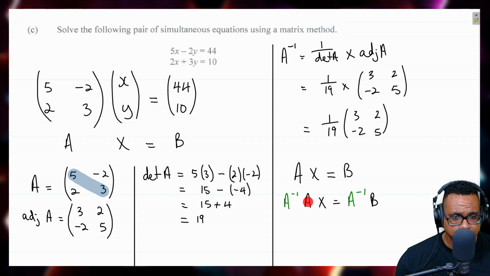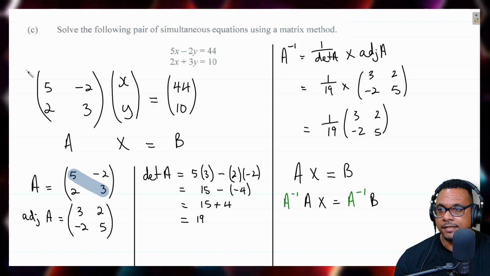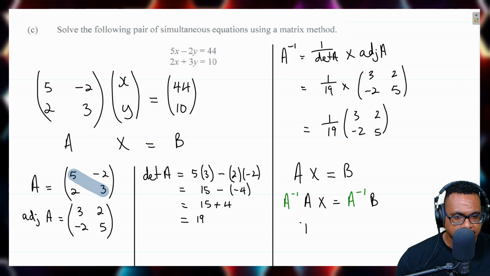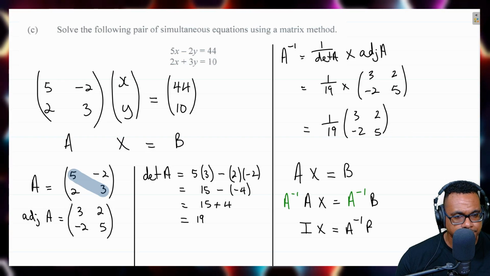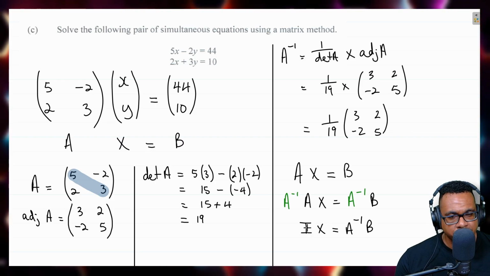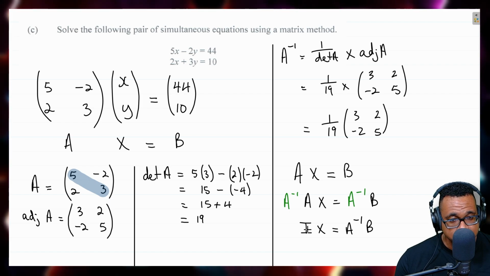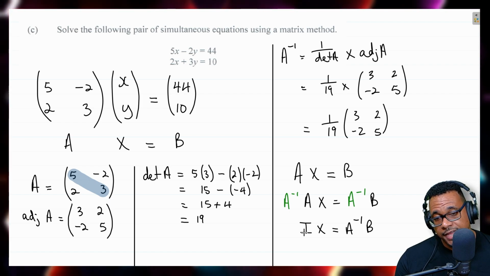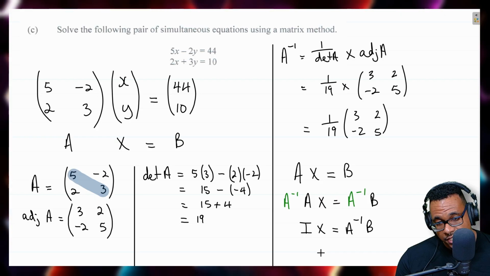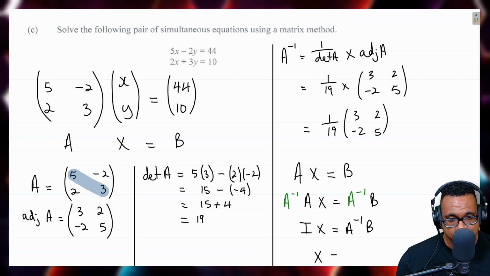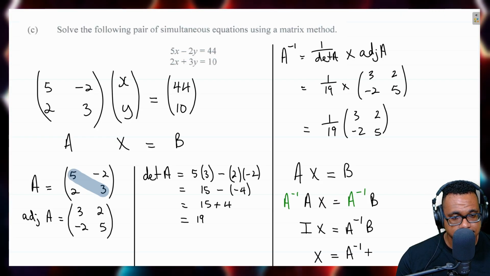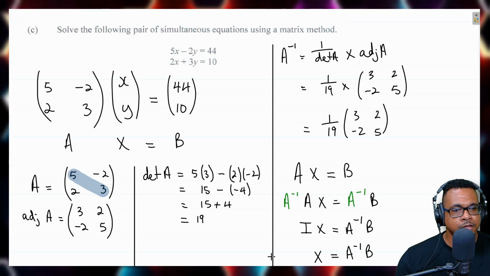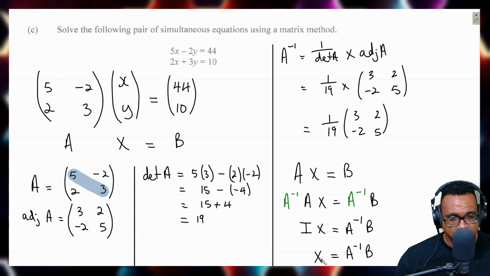So A inverse times A is the identity matrix I. So you're going to have I times X is equal to A inverse times B. But the thing is, any matrix you multiply by the identity matrix, you get back the same matrix. So the identity matrix times X will just give back X. So X is equal to A inverse times B. So what I'll do is go on to the next page and continue.